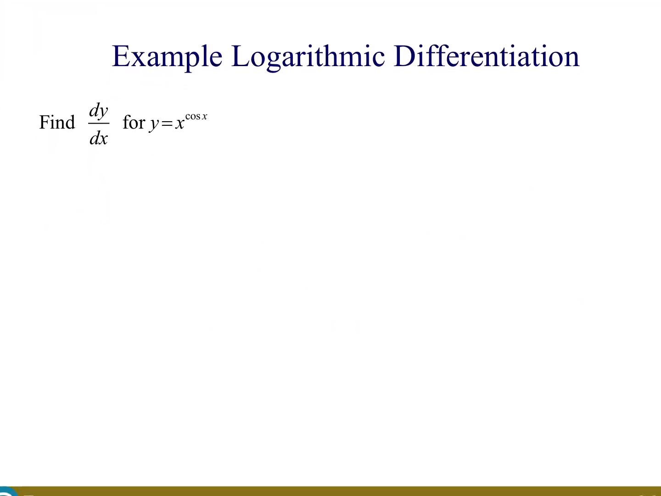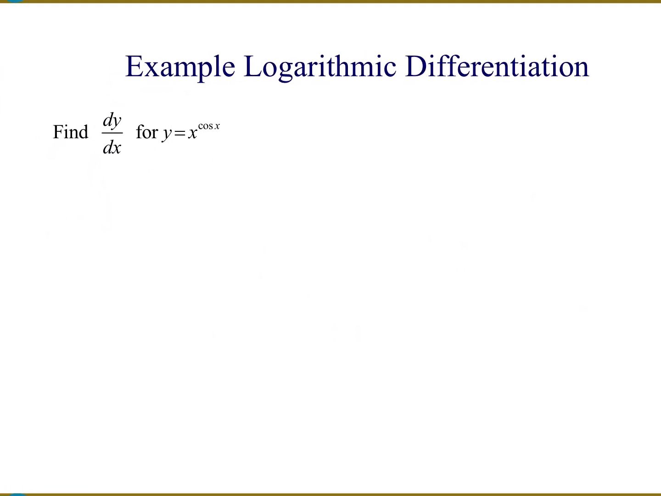Okay, this is an example of one of those quote-unquote super exponentials because nothing about it is constant. X is a variable, cosine x is a variable. Everything about this is variables. Okay, so we apply logarithmic differentiation, which means we introduce a logarithm into both sides of this problem. What's our favorite logarithm? Great. All right, so we're going to apply the natural log.